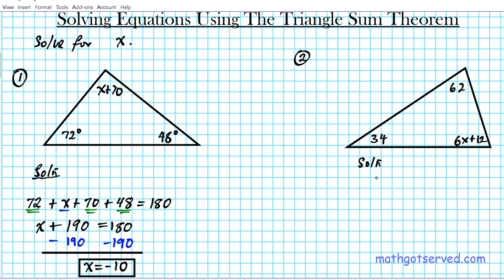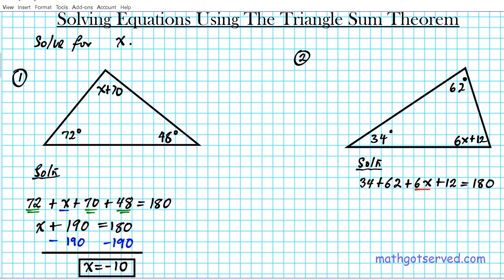We'll start off by applying the triangle sum theorem here. We know that the sum of the 3 interior angles, the sum of 34, 62, and 6x plus 12, is equal to 180 according to the triangle sum theorem. Now we're just going to solve this algebraic equation like we did for number 1.